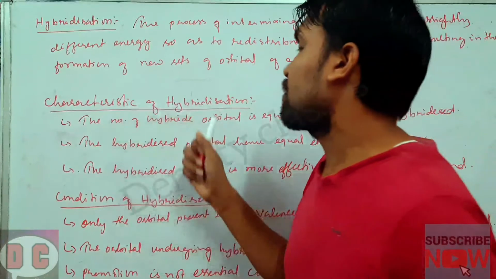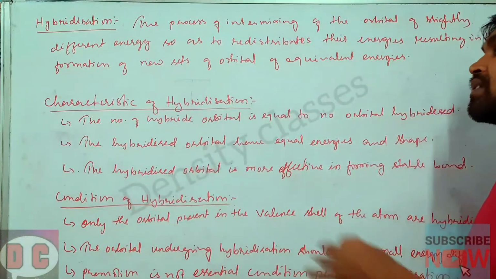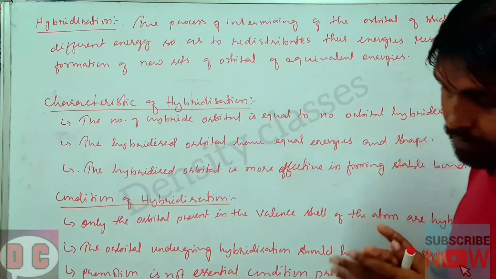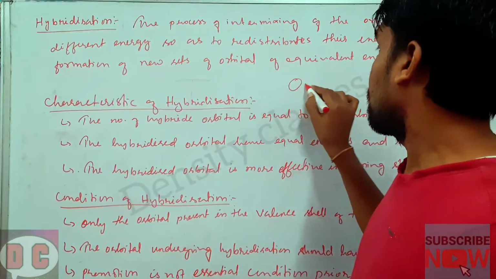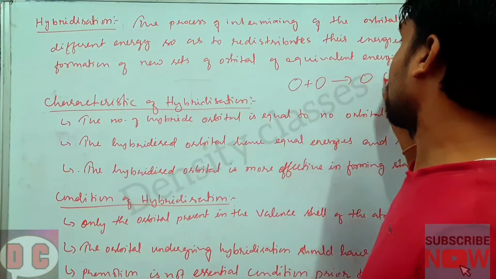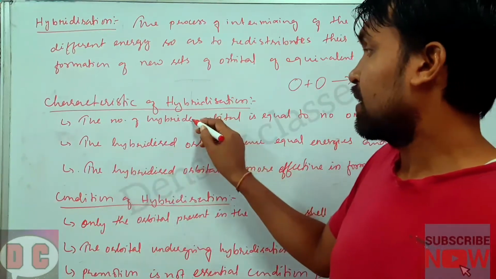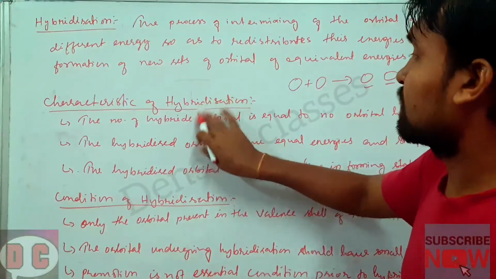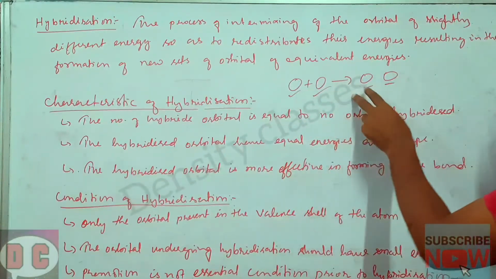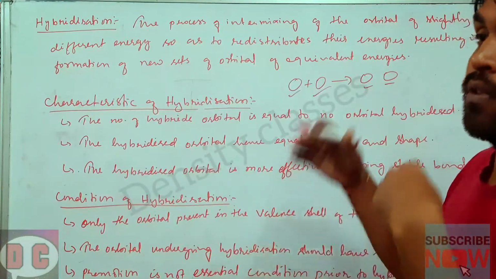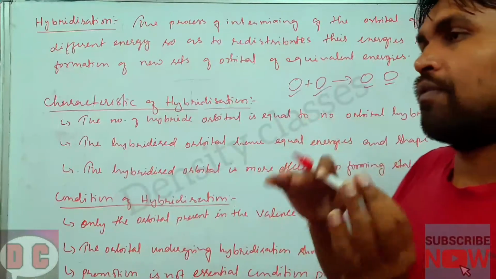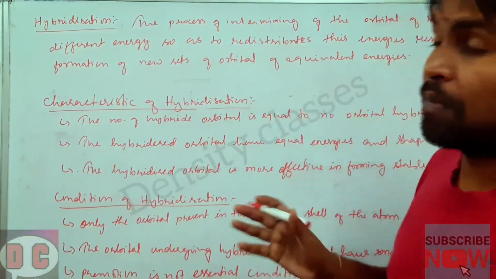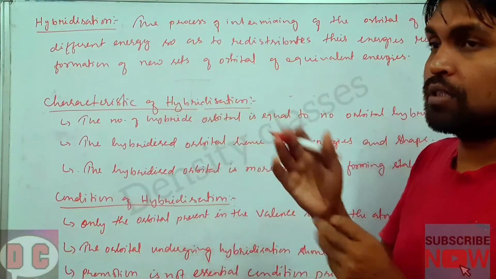Now what are the characteristics of hybridization? Let us see. Characteristic number one: the number of hybrid orbitals is equal to the number of orbitals hybridized. Suppose two orbitals are hybridized, then the number of hybrid orbitals you will get is 2 only. How many orbitals are hybridizing? 2. So the number of hybrid orbitals also will be 2. If 3 are hybridized, then the number of hybrid orbitals will be 3. If 4 are hybridized, the number will be 4. Understood? That is the first characteristic of hybridization. Same number of orbitals hybridize, same number of resulting orbitals, okay.